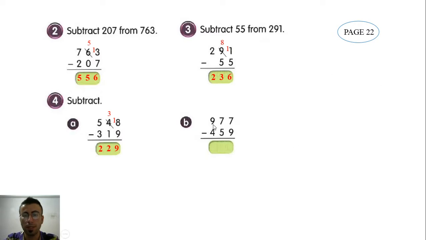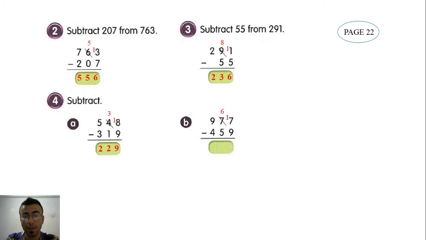And the last one, 977 minus 459. First we need to subtract the ones. But we cannot take 9 ones from 7 ones. So we need to regroup. Let's take 1 ten from 7 tens. Okay? 1 ten is 10 ones. So here we have 7 ones plus 10 ones equals 17 ones. And we take 1 ten from 7 tens. And now we have 6 tens.